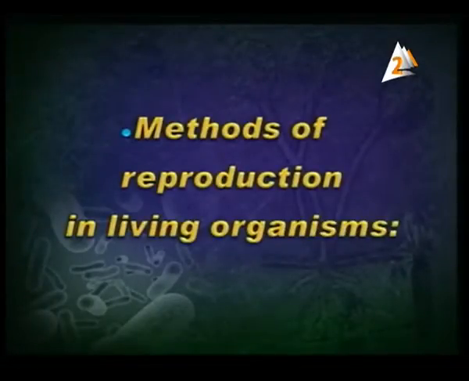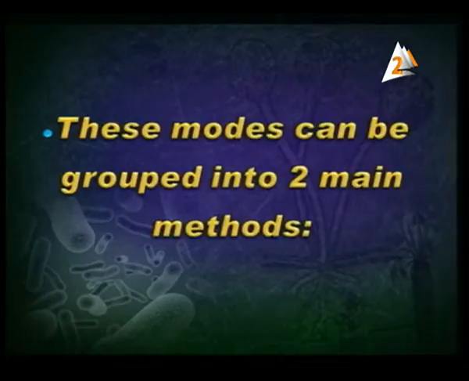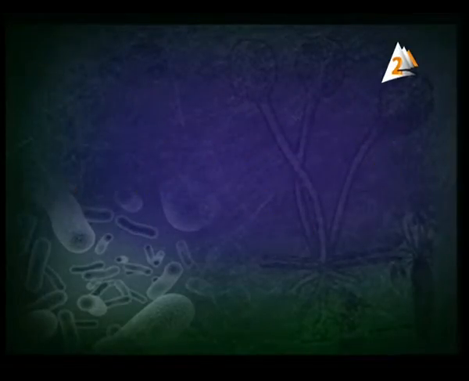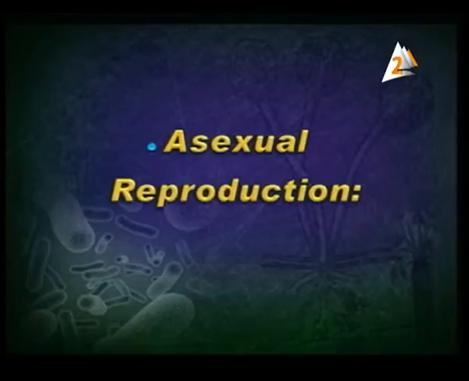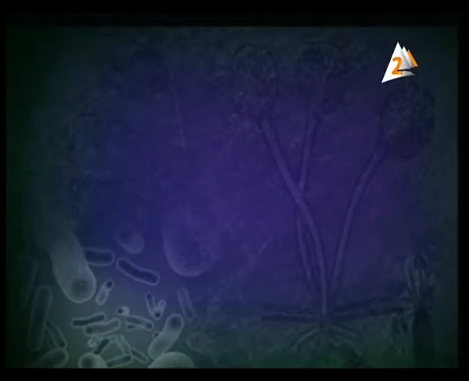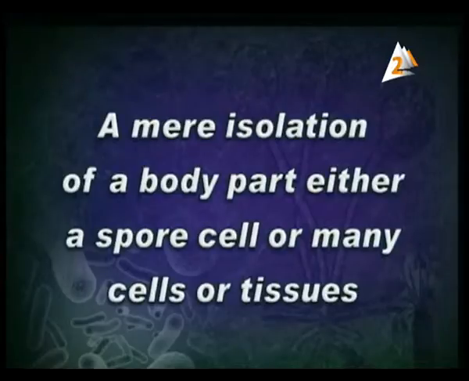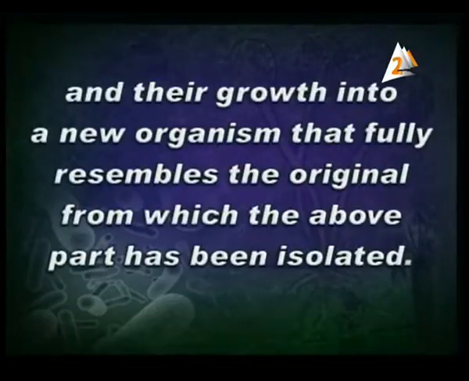Let's talk about methods of reproduction in living organisms. These methods can be grouped into two main groups. First, I will talk about asexual reproduction. The definition of asexual reproduction is a mere isolation of a body part, either a spore, a cell, or many cells or tissues, and their growth into a new organism that fully resembles the original form from which the part has been isolated.